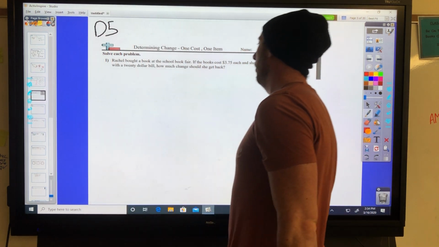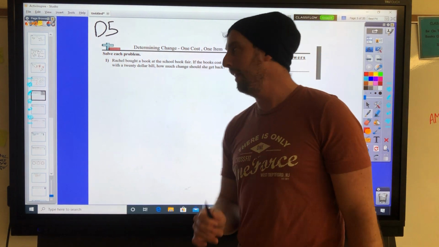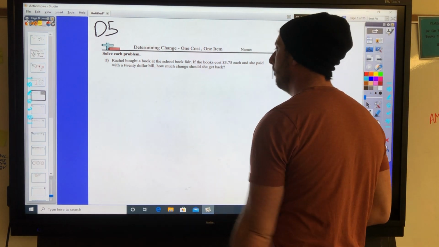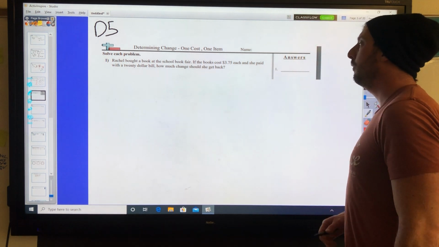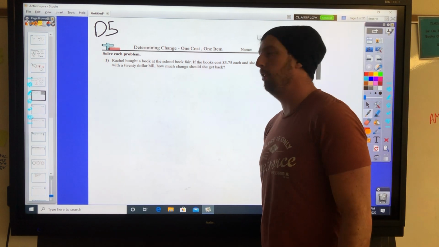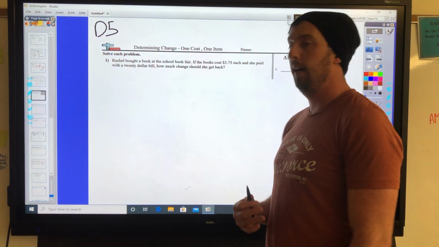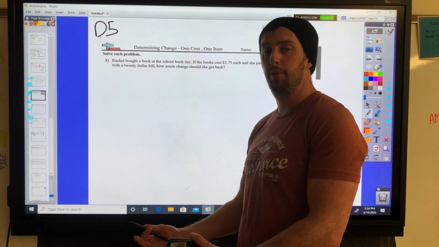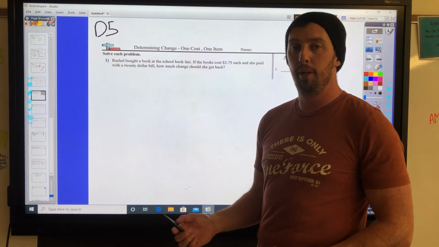Holy moly. What is this? This is determining change for one item. It says right here, Rachel bought a book at the book fair. If the book costs $3.75 each, she paid with a $20 bill. How much change should she get back from the register? So I'm looking around the store. I see an awesome book for $3.75, and all I have is a $20 bill on me.